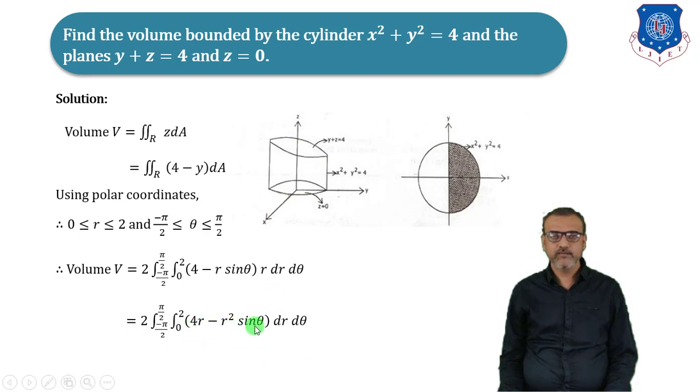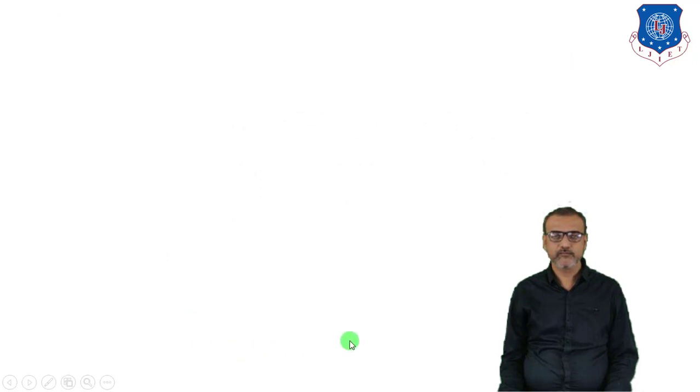Now first of all we will integrate this function with respect to r, keeping theta constant, it means we will keep sin theta constant. So integration of r is r square by 2, and integration of r square is r cube by 3, and sin theta and 4 will be as it is. So this is equal to 2, integration from minus pi by 2 to plus pi by 2, of 4r square by 2 minus r cube by 3 sin theta, and the limit is from 0 to 2, d theta.